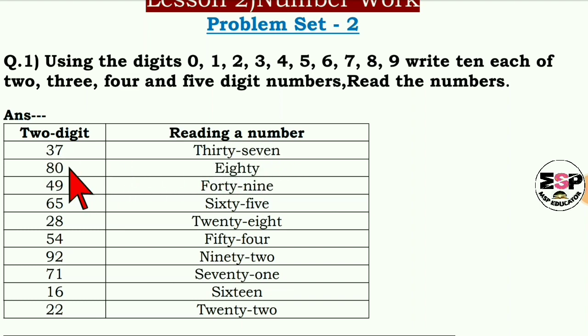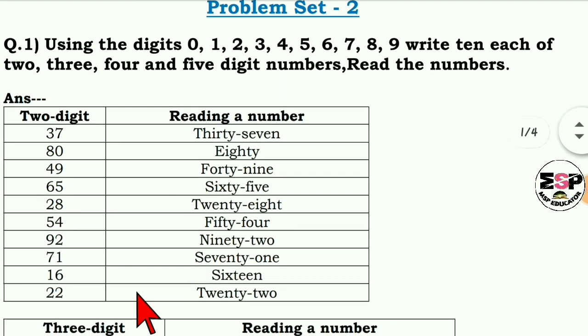Okay, and you are going to write it in words. 80, 49, 65, 28, 54, 92, 71, 16 is 16 and the last number is 22. Okay, 22 is 22.